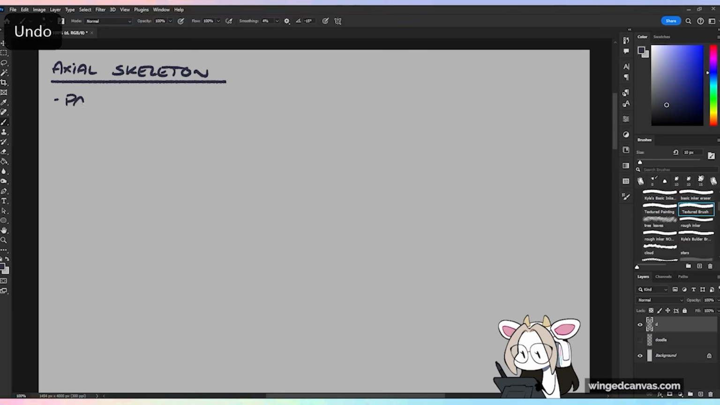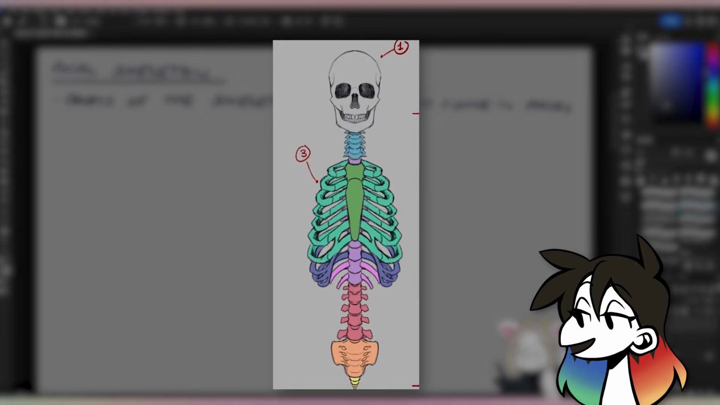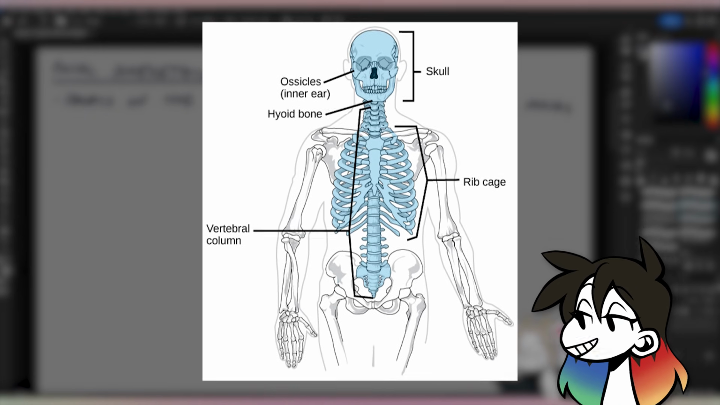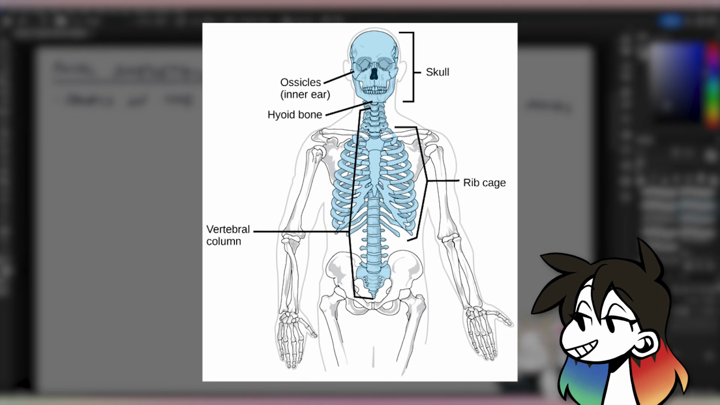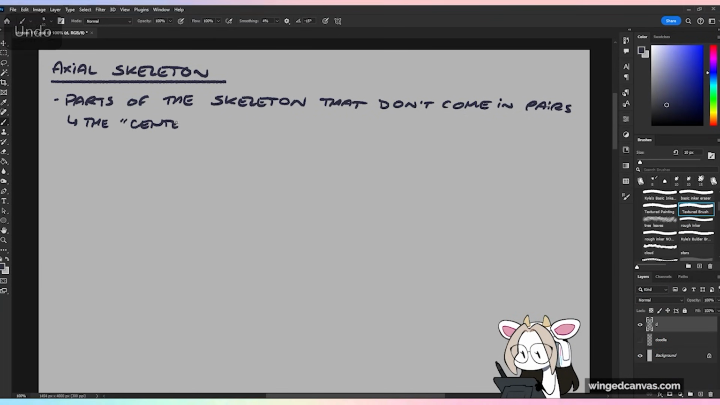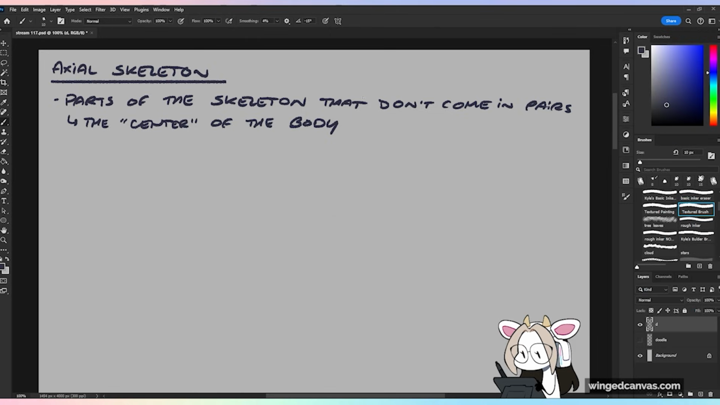The axial skeleton. These are parts of the skeleton that don't come in pairs. They do not come in pairs. So if I give you a name of a bone, there is only one of it. The only thing that kind of breaks that rule is the rib cage, but don't worry about it. These bones are also part of the center of the body, right? Axial skeleton, so it's on an axis. It is on the vertical axis of the body. That's the way you can remember that.